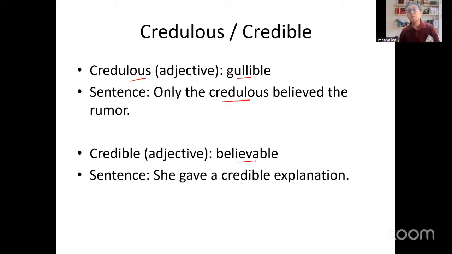क्रेडिबल मीन्स बिलीवेबल. क्रेडिबल मीन्स trustworthy. She gave a credible explanation. जिस पे विश्वास किया जा सकता है, वो बात कैसा है? क्रेडिबल है. कोई स्टूडेंट क्लास में लेट आता है, उसने क्रेडिबल एक्सक्यूज दिया, विच मीन्स एक ऐसा एक्सक्यूज दिया जो विश्वास करने लायक था. So she gave a credible explanation. She gave a credible excuse for coming late in the class.